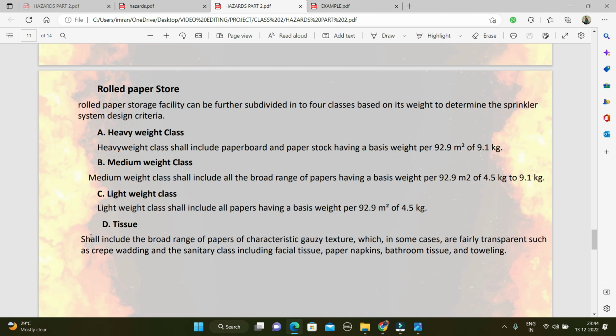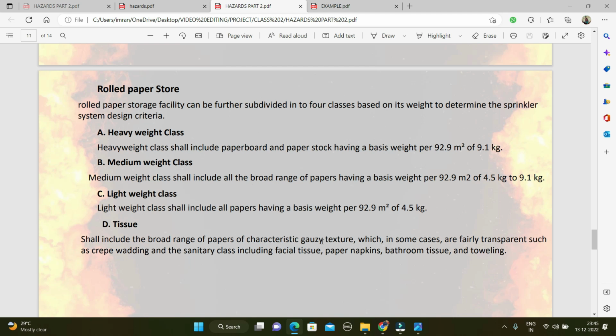Shall include. You already know what "shall" means. In the NFPA 13 glossary, where it says "shall," it means it is mandatory. So you can go through the NFPA glossary code and find this.